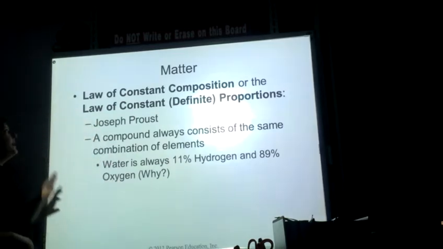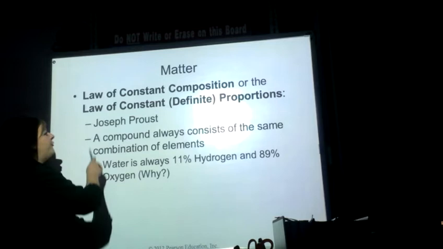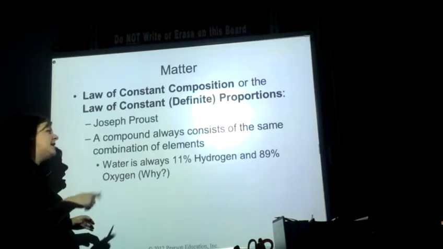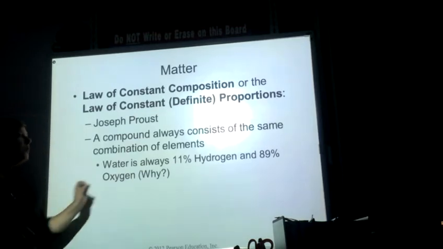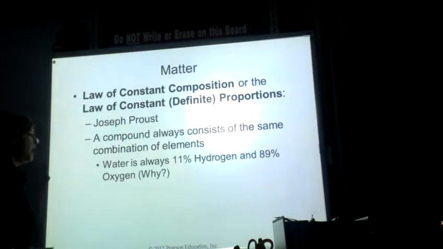So in terms of the law of constant composition or the law of definite proportions, we will credit the law of constant composition to Joseph Proust. Ultimately the definition would be that a compound always consists of the same combination of elements. So water will always be 11% hydrogen and always 89% oxygen.